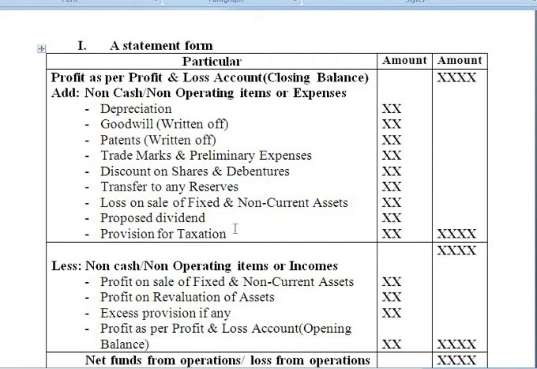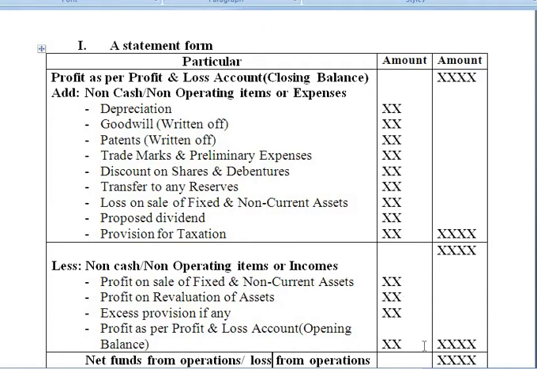Okay, after that we have to deduct all the non-cash or non-operating incomes. So which are the non-cash or non-operating incomes? First one is profit on sale of fixed asset and non-current asset. Okay, fixed and non-current assets. Next one, profit on revaluation of assets. Next, excess provision, if any made, that we have to add back. Next, we have to deduct the profit as per the profit and loss account, that is opening balance, we have to take here.